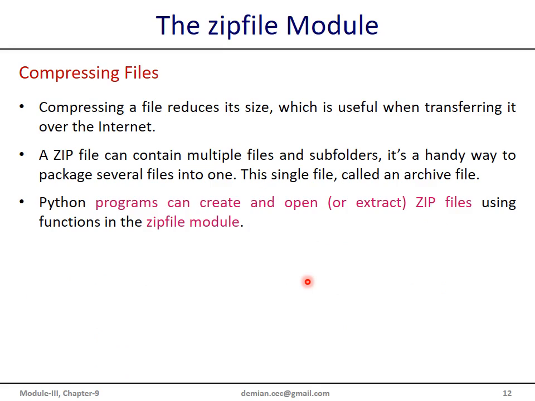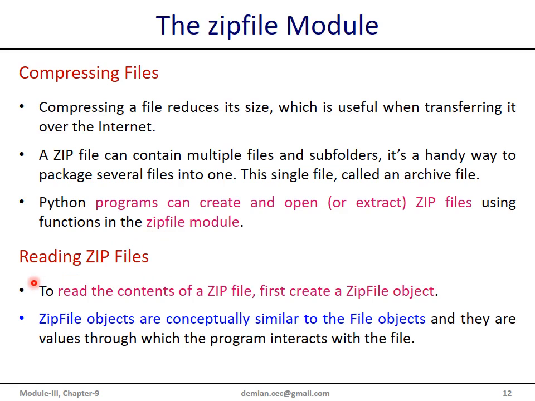Compressing files. File compression is a very important mechanism to reduce the size of files as well as folders in order to transfer them over the internet. And zipfile is one such mechanism which encapsulates multiple files and folders in a handy way, and we can transfer these zip files as a single package or archive file to other locations over the internet. To read as well as to create these archive files, Python provides a special module called zipfile. Let us understand how to read zip files with the help of the zipfile module.